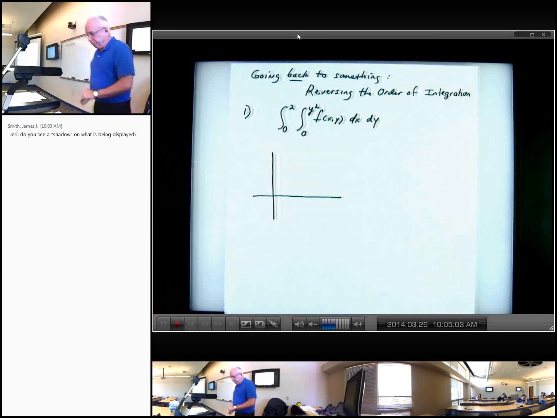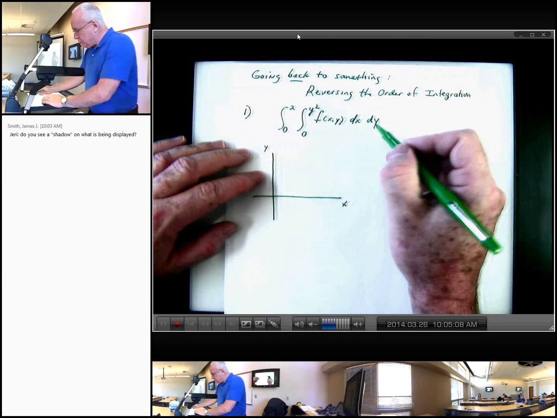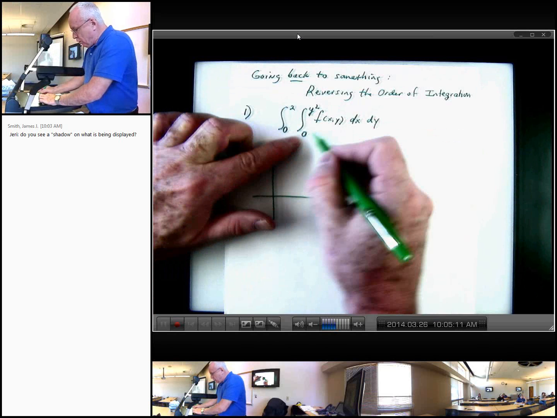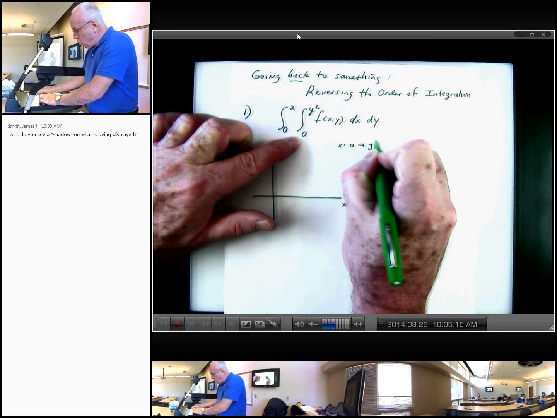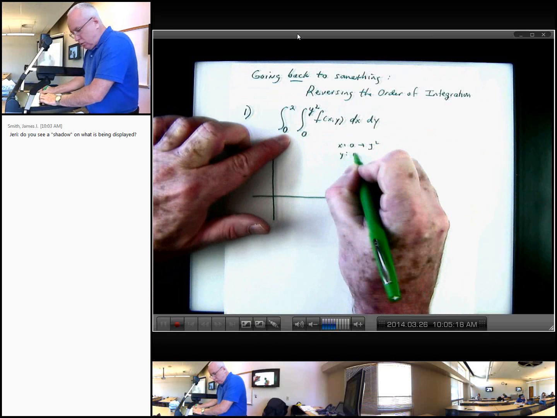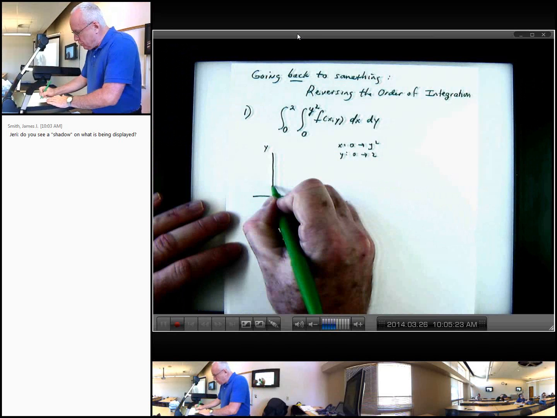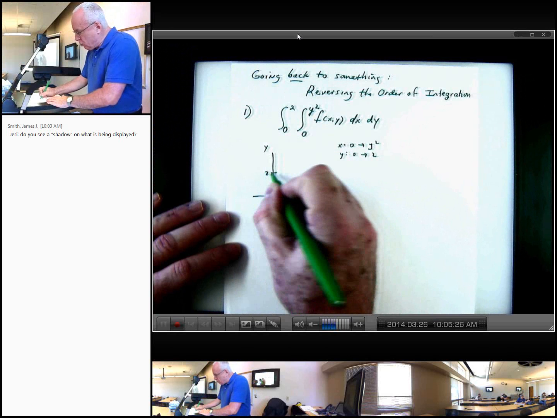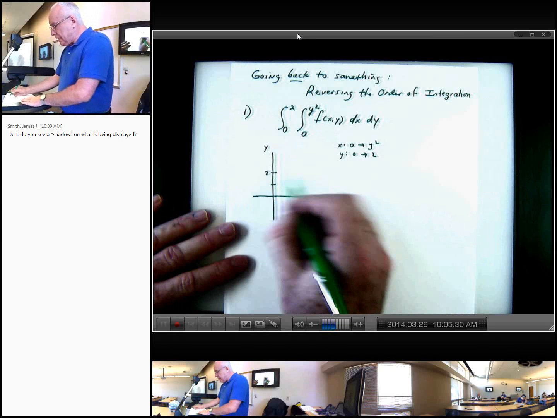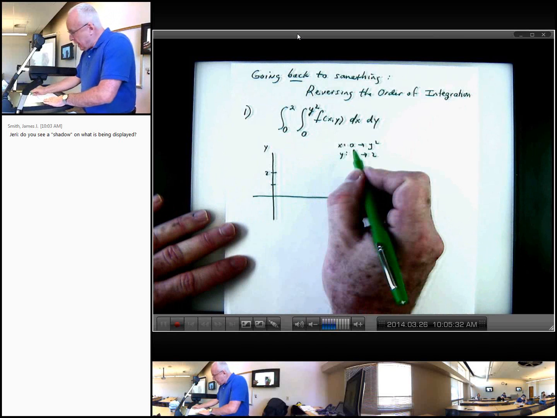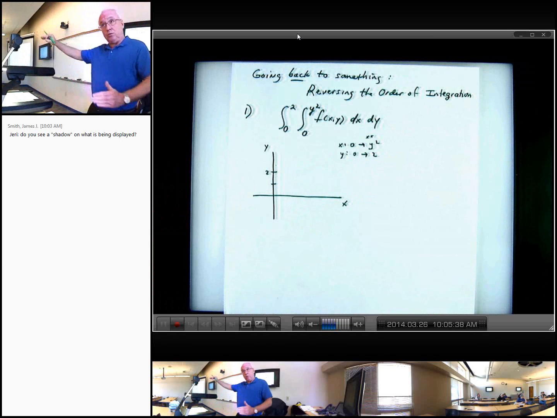So here's our y and x. Now, x goes from 0 to y squared, and y is going from 0 to 2. Let's go up to 1, 2 here. So y is going from 0 to 2 vertically. Horizontally, x is starting at 0 and then going to x equals y squared, going this way.